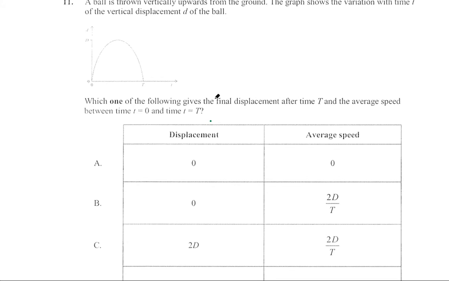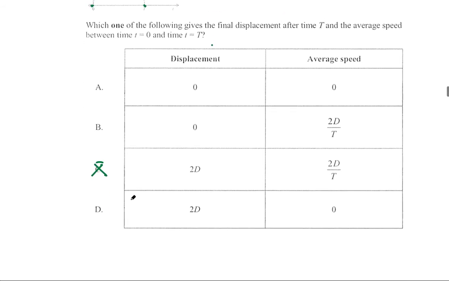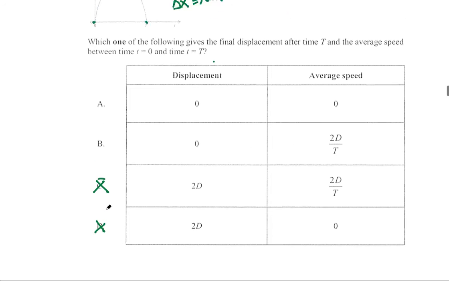So if we want to figure out the displacement of this object, it starts off at 0 and then ends off at 0. So the change in position, which is the definition of displacement, is 0. If you start and end at the same spot, then your displacement is 0. So we could actually eliminate choice C, and then although we can't see it, we can eliminate choice D.